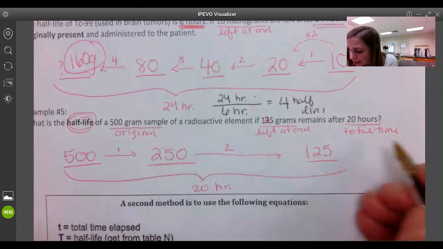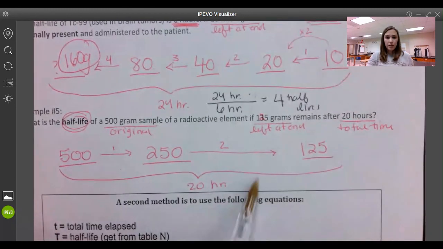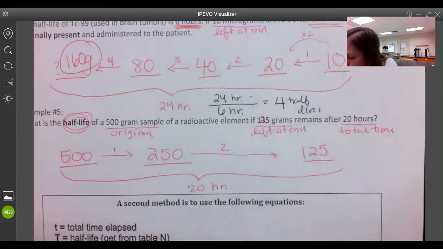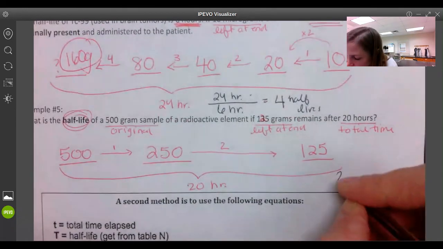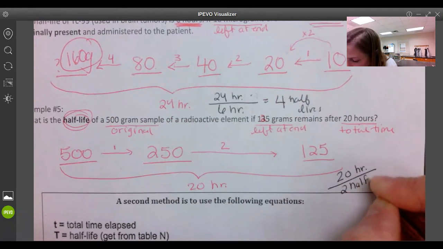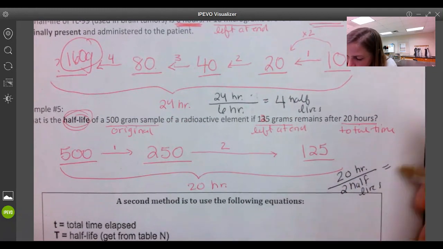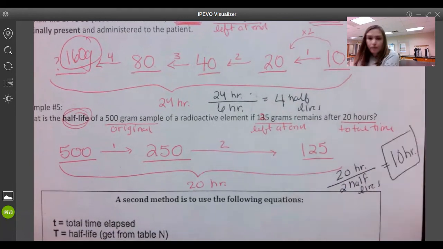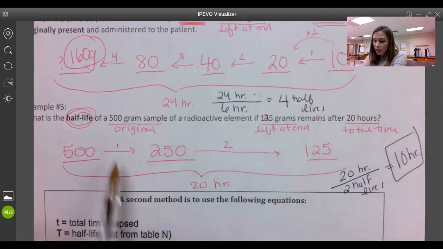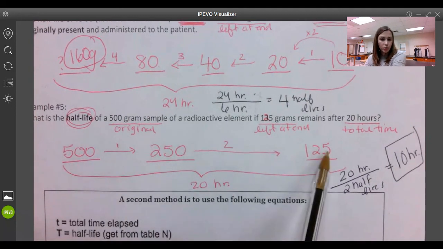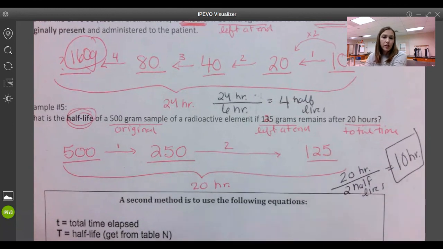So in order to find my length of a half-life, you can't stop here. You can't say, oh, you had 2 half-lives. You have to find the length of each one. So in this case, I would take my 20 hours and divide that by my 2 half-lives, and that's going to tell me what the length of one half-life is, which is 10 hours. So that would tell me after 10 hours, I had 250 grams left. After another 10 hours, I had 125 grams left. So that gave me that.